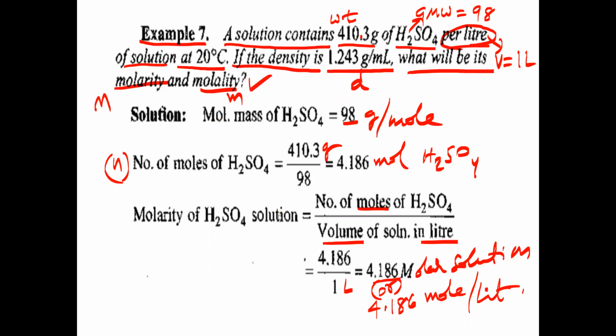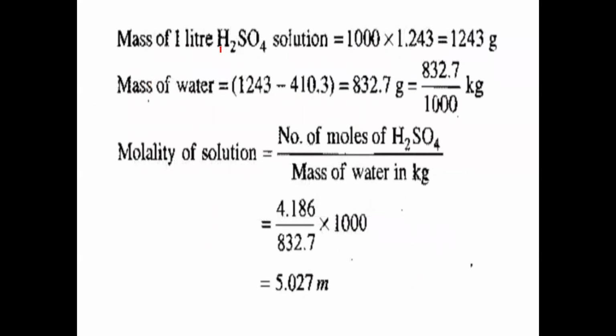Next, what is asked here? Molality is to be calculated. Now, what is the mass of 1 liter of H2SO4 solution? 1 liter means 1000 ml. So when the volume is 1000 ml, how do we calculate the mass? We know density is equal to mass divided by volume.